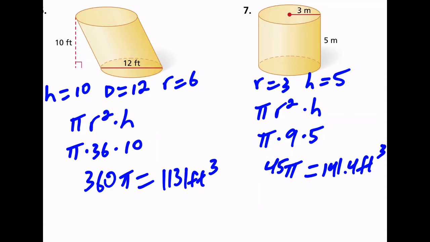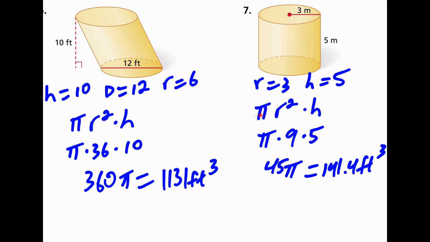So for these, we have to find the area of the base and multiply it by the height. So we're given these values. Since the diameter is 12, the distance all the way across, we know that the radius is half of that. This is the formula, pi r squared times height. We plug in for r, and they told us to give the answer in terms of pi and round to the nearest tenth. Since it was 1130.97, we round up to 1131.